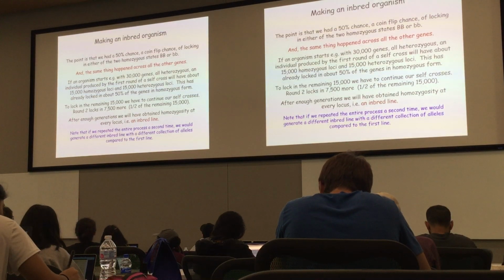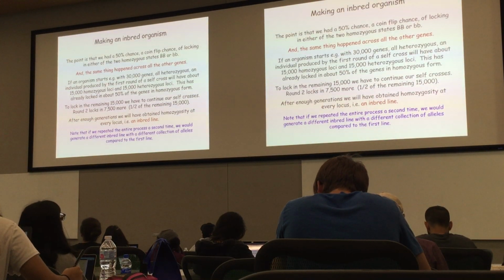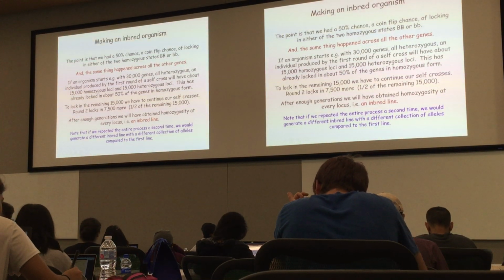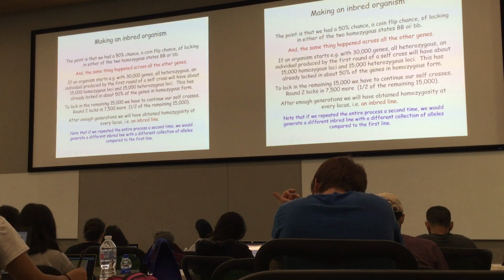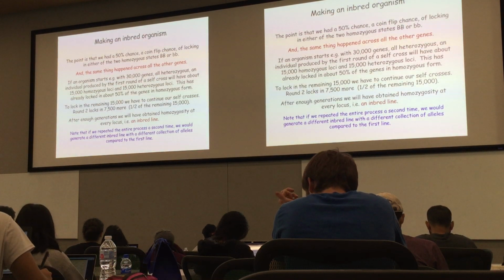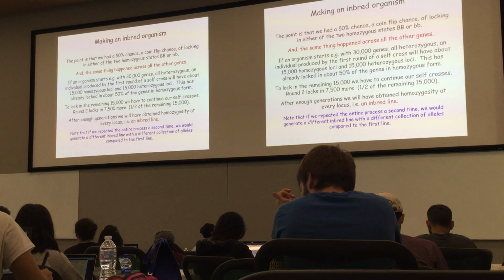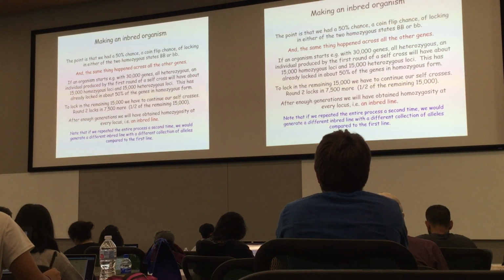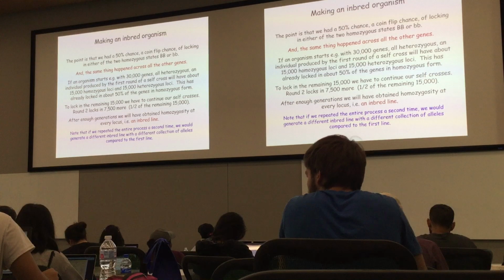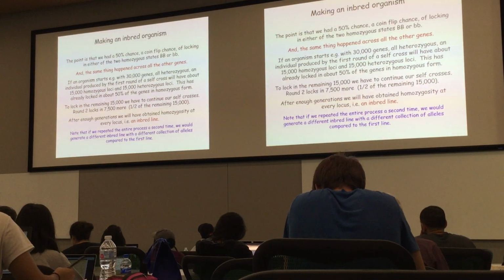Okay, so the point is you have a 50% chance, a coin flip chance, of selecting either of those two homozygous states. And we apply this notion across all the genes. Maybe the organism starts with 30,000 genes, and this is our worst case, every one of them is heterozygous, let's just suppose, because we can't evaluate the output of all those 30,000.